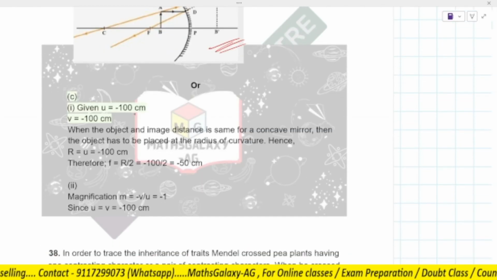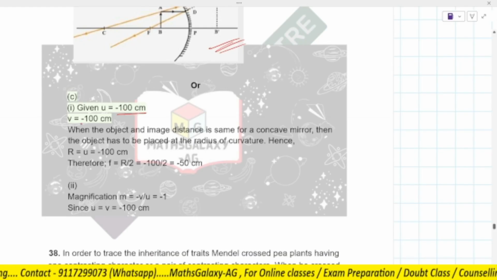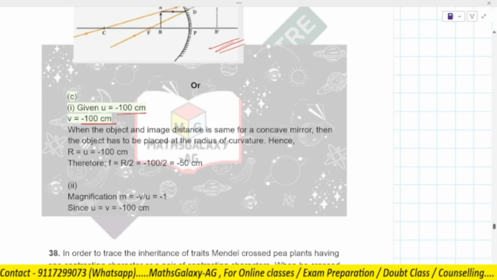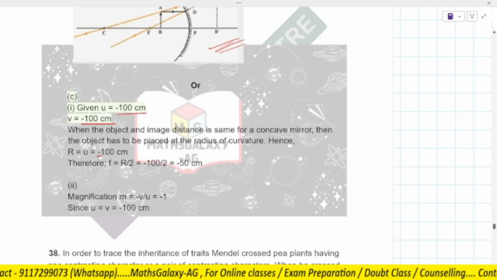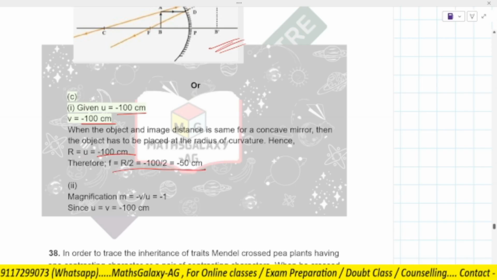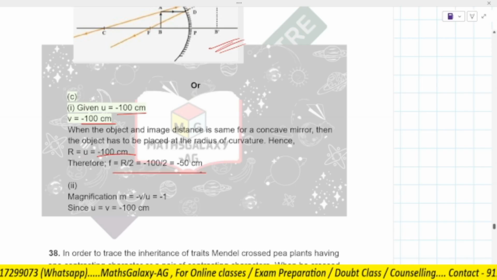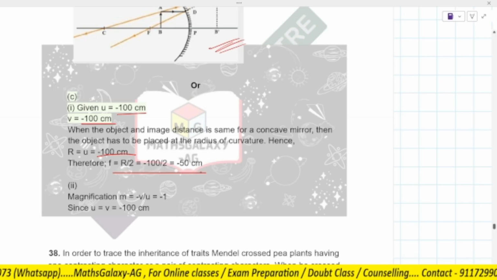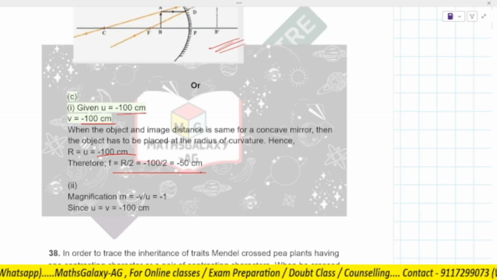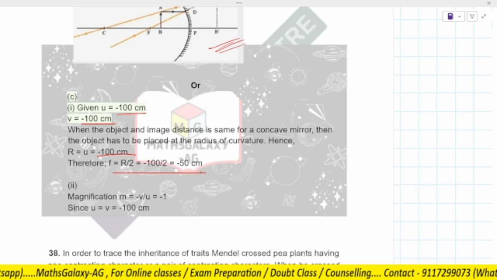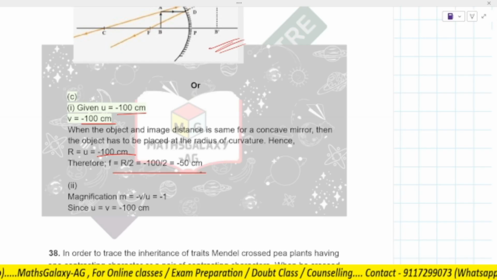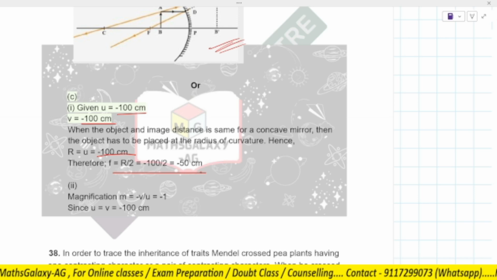Just here u will be minus 100, so v will also be minus 100, right? So R equal to minus 100 and f equal to R by 2, which is 50 centimeter, right? It's too simple. As we know that when the object and image distance are the same for a concave mirror, then the object has been placed at the radius of the curvature, right?